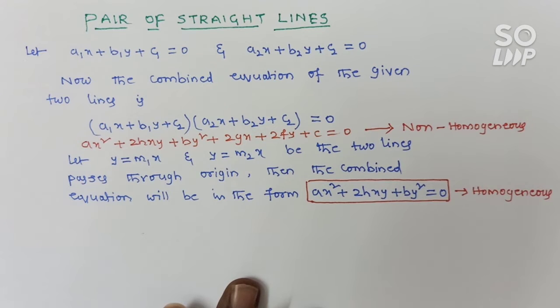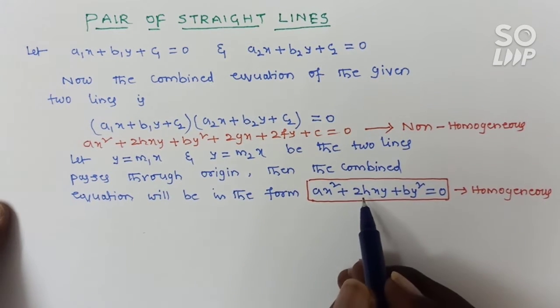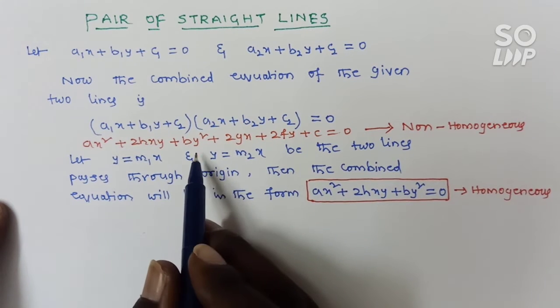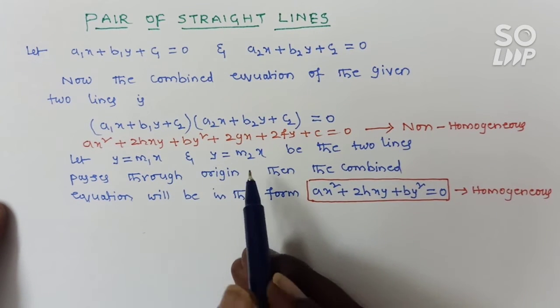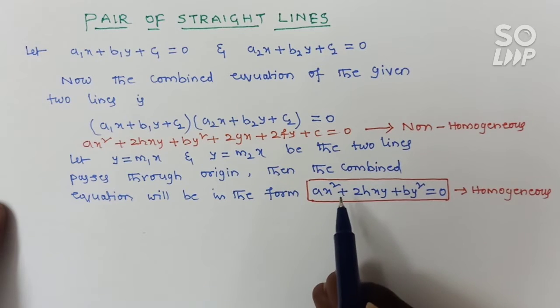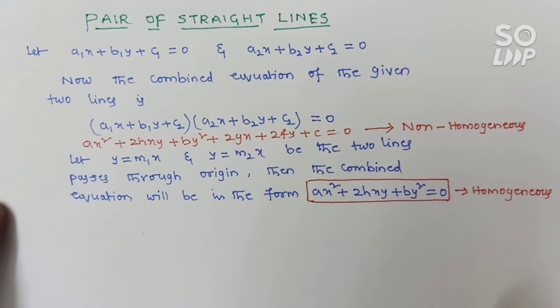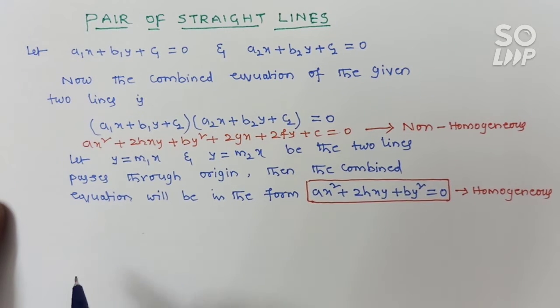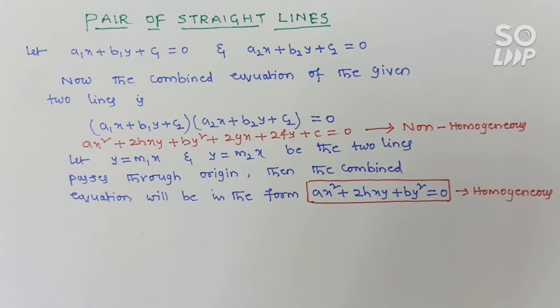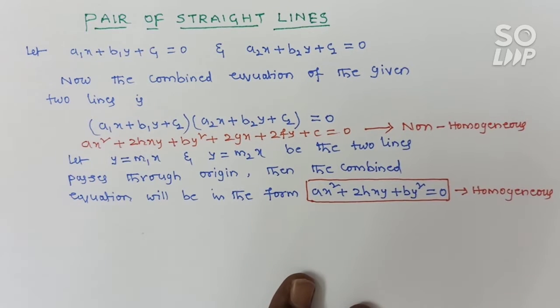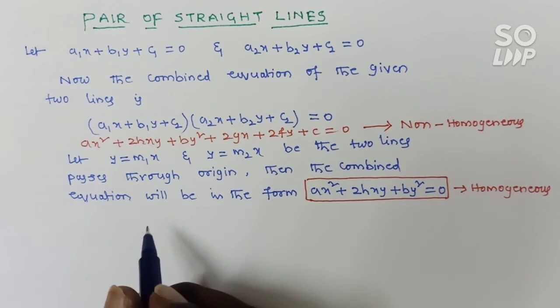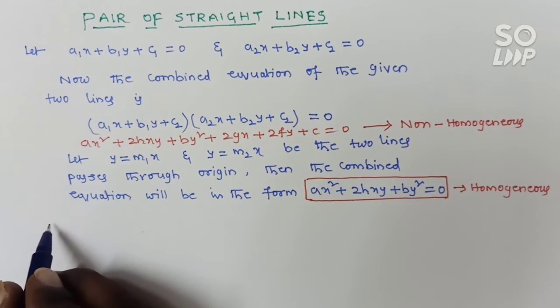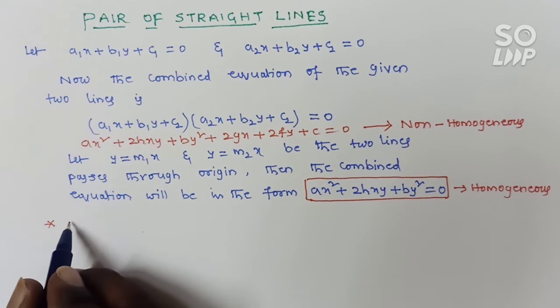So pair of straight lines represent two types: one is homogeneous and the other one is non-homogeneous. First we will discuss the homogeneous equations. Here is one result. What is that result?